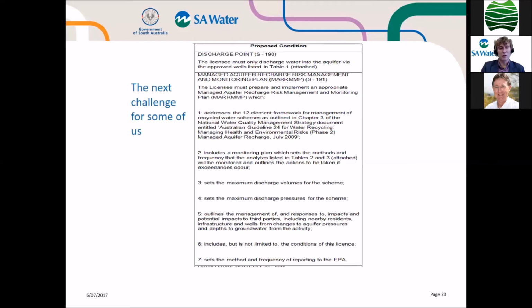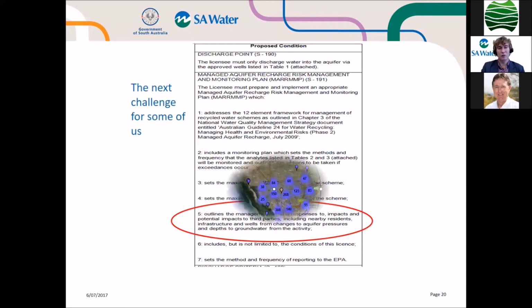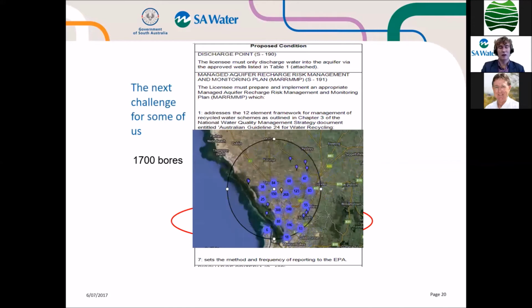So one of the challenges that we're finding now is that there's proposed conditions in the EPA licenses which says that if you do put an MAR scheme in, then you're responsible for those bores that may actually be impacted by that. 1,700 bores out there can be quite an expensive exercise, so we're just working through that now with the regulators as to how we actually go about addressing that issue.